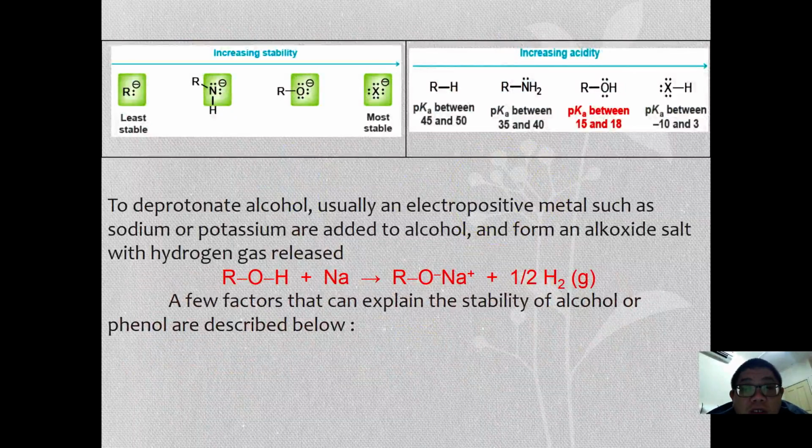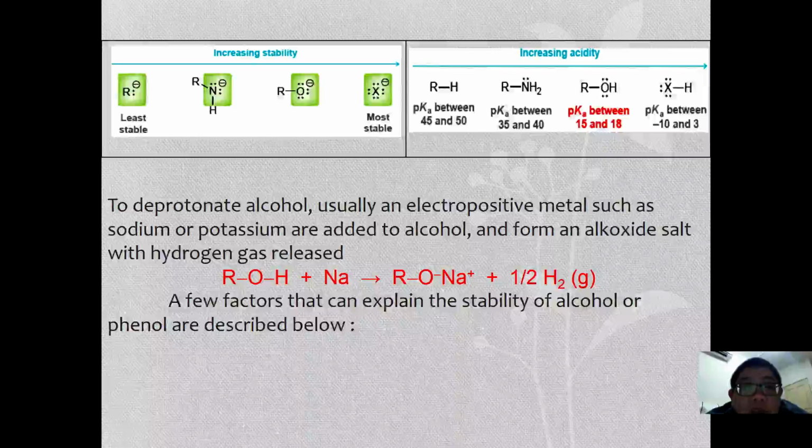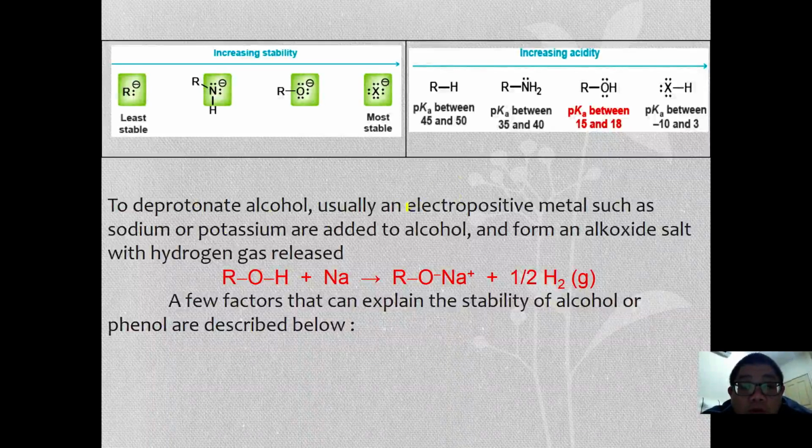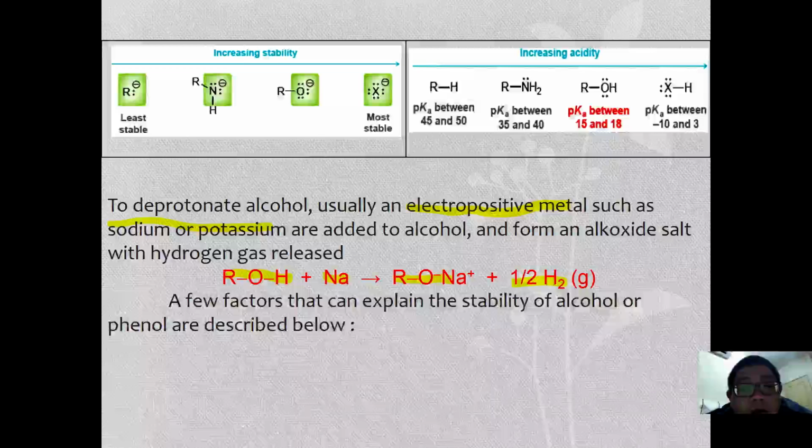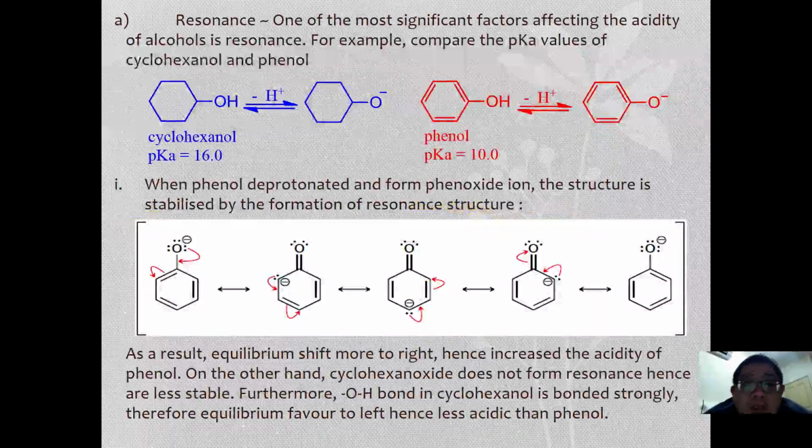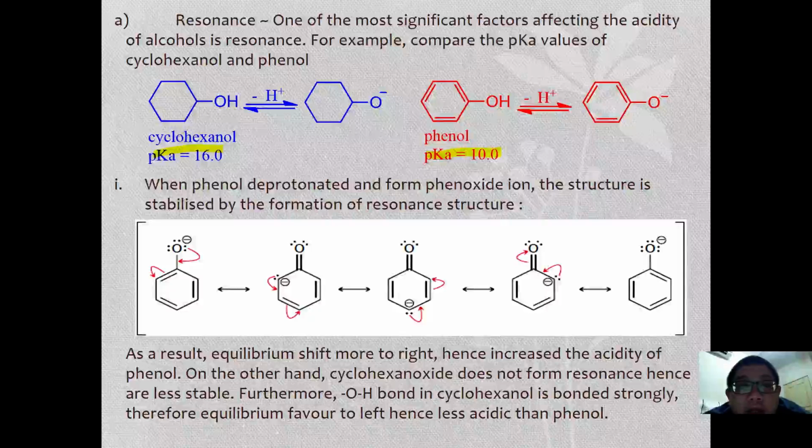So this is what we have mentioned just now. Usually to deprotonate alcohol, we use a very electropositive metal such as sodium or potassium. According to the equation, when you have alkyl alcohol react with sodium, you form the salt plus hydrogen gas. A few factors that can explain the stability of alcohols and phenols are described below. This is the pKa given to you: cyclohexanol, pKa 16, and phenol, pKa 10. From here, we can see that phenol is a stronger acid compared to cyclohexanol.